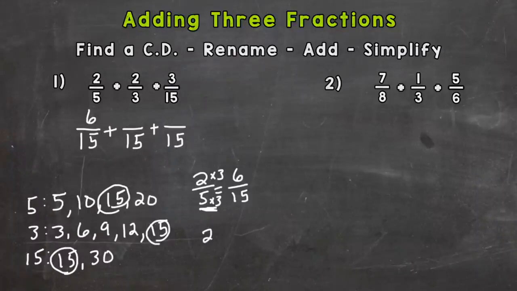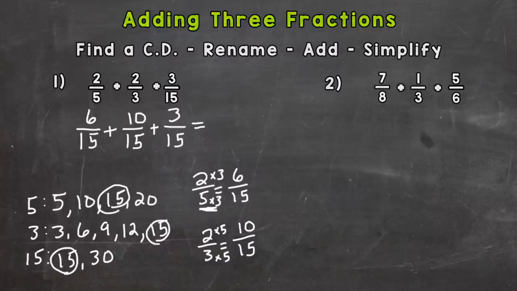Now let's do 2/3. 2/3 is how many 15ths? Well, 3 times 5 is 15, so I need to do that to the top. Whatever you do to the bottom, you need to do to the top. And 2 times 5 is 10, so 2/3 is equal to 10/15. Now our last fraction, 3/15, is already out of 15, so we do not need to rename. We keep it as is.